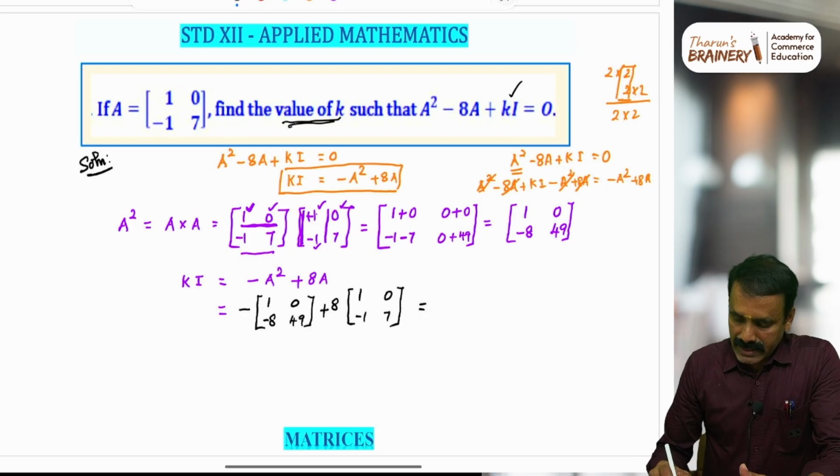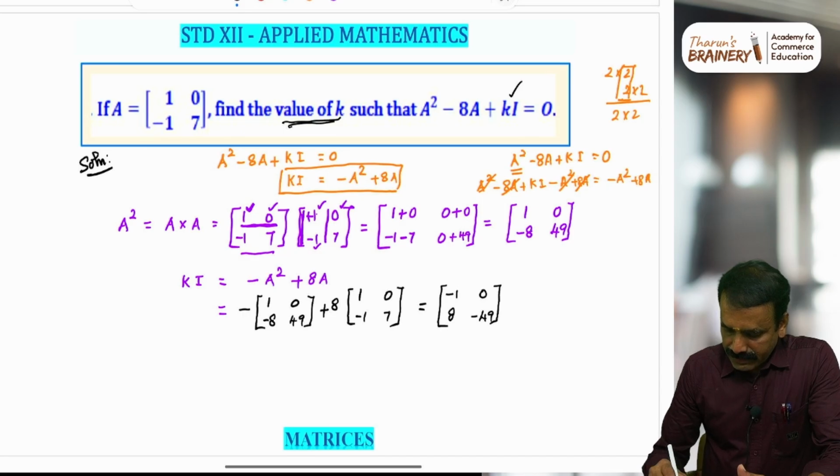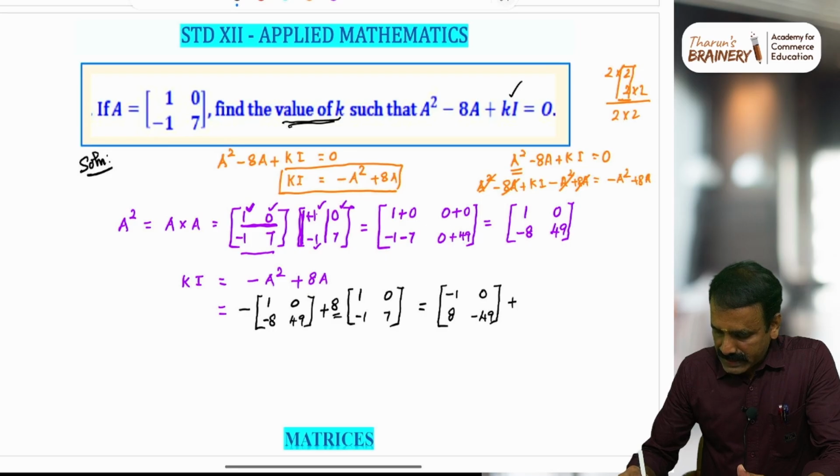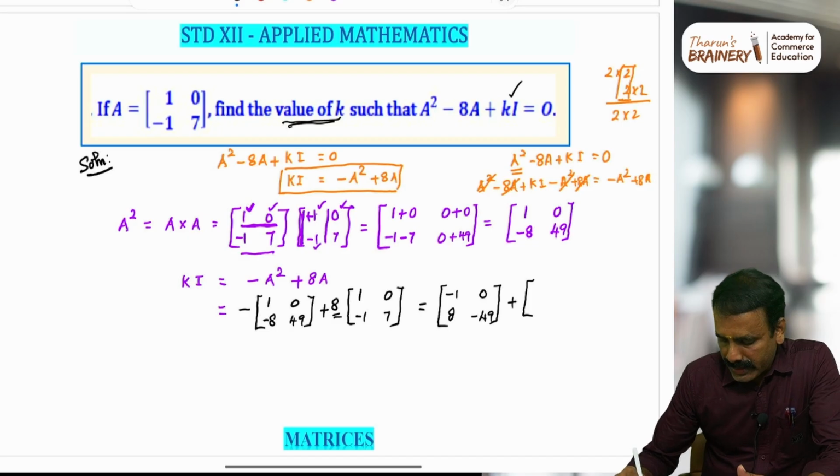We multiply this minus 1 inside. When you multiply minus inside, it becomes a negative matrix. So it is minus 1, 0, minus to minus becomes plus 8, minus 1 into 49, minus 49. So I multiplied the first matrix with the minus symbol. Second one, plus 8. So I take only this 8 inside. I multiply the scalar inside, so I have to multiply the scalar to all the elements. So what you are going to get? 8, 8 into 0, 0, 8 into minus 1, minus 8, 8 into 7, 56.